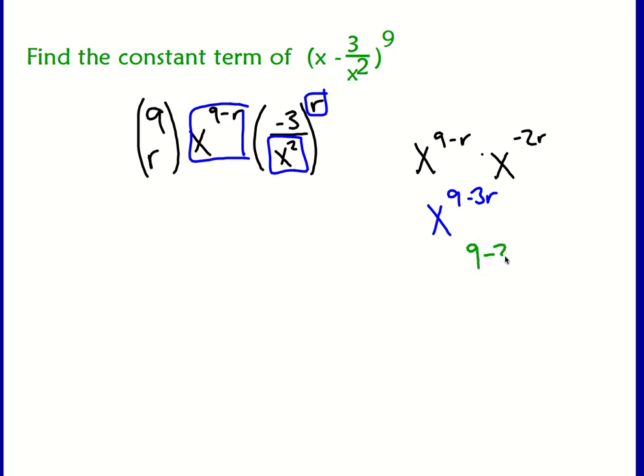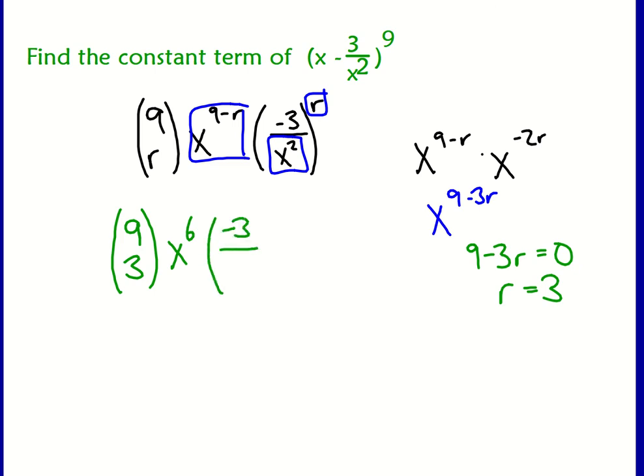So I want 9 minus 3r to equal 0. Thus, r must equal 3. Now that I figured that out, I can go back in here and I can write, okay, well then that's going to be 9 choose 3. And then just to check, I'm going to go ahead and fill in with the x's, that I'd have x to the 6th there, and then I'd have negative 3 over x squared to the 3rd power.